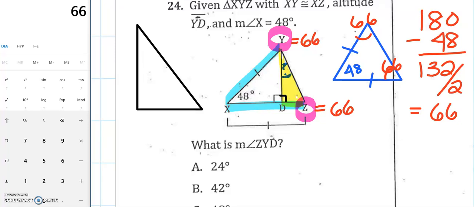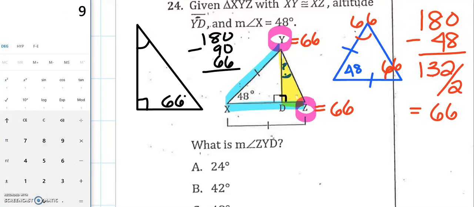Okay, so now with my right triangle, I have that being 90. I have angle Z being 66. That's what I just solved for. And I'm looking for this angle at the top. I'm going to subtract what I have from 180. So 180 minus 90 minus 66. Let's see what I have left over. 24 degrees is left over for that angle at the top. That's going to be my final answer. Choice A is 24 degrees.